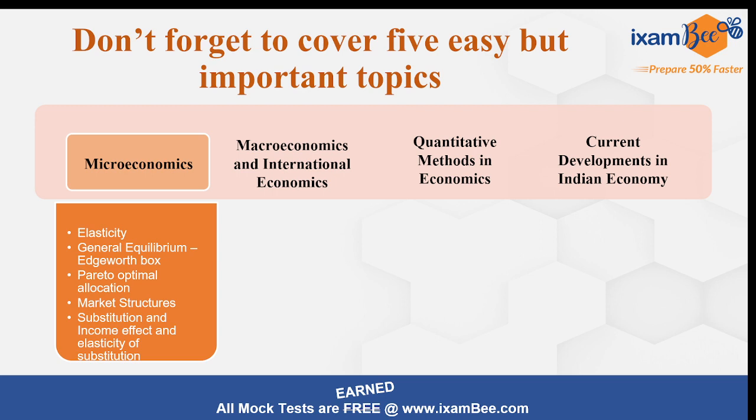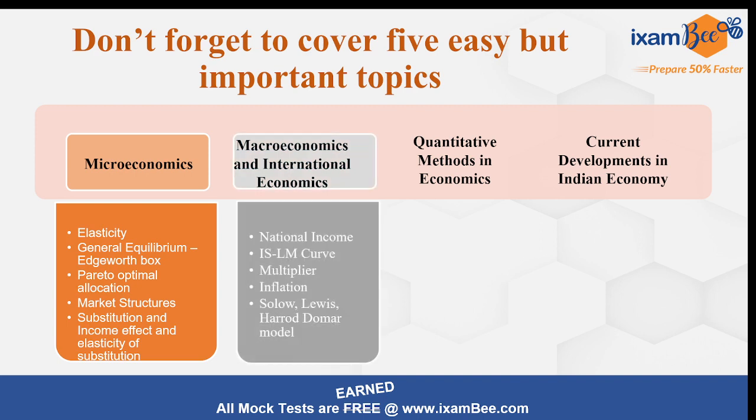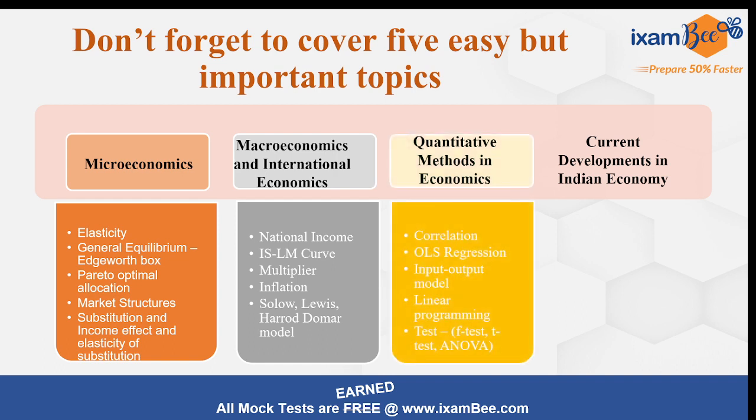Moving on to the other bigger topic of macroeconomics, growth and development, and international economics. Here more importance will be to your macroeconomics and the growth and development part in comparison to public economics or international economics. This is again relative, I'm not asking you to leave those out, you should revise them also, but if we are talking about the top 5, most important, you should concentrate on national income, both conceptually and from numerical point of view, the ISLM curve, multiplier, inflation, and the various growth models, specifically including Solow, Lewis, and Harrod-Domar, because these are the most recurring growth models that have been asked.